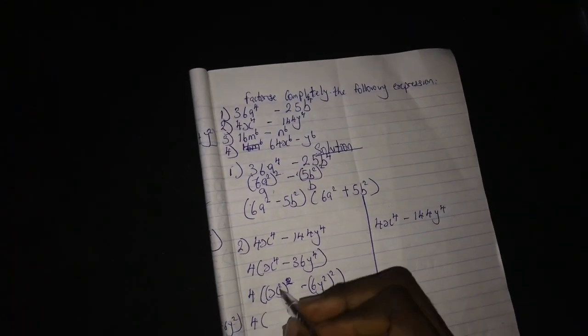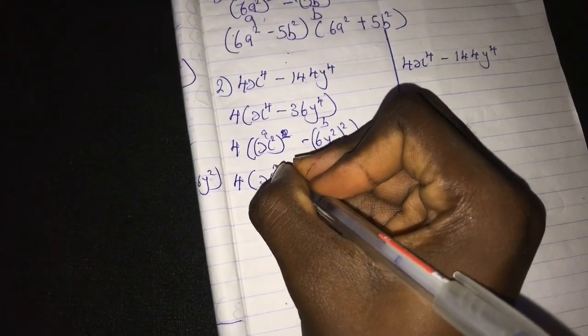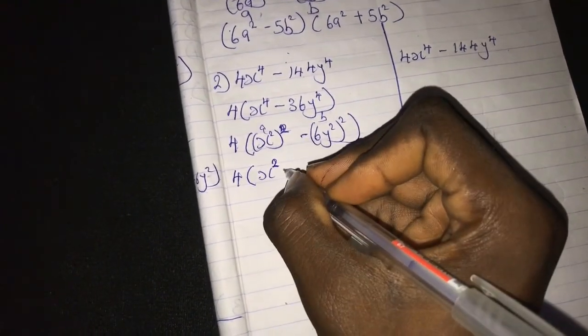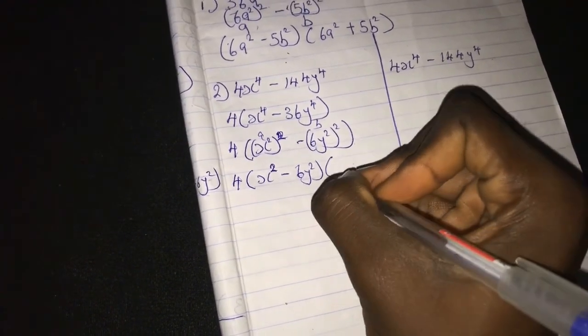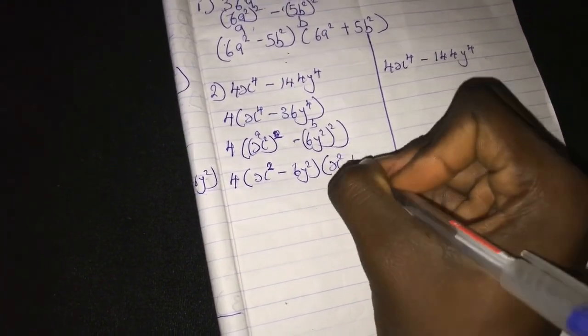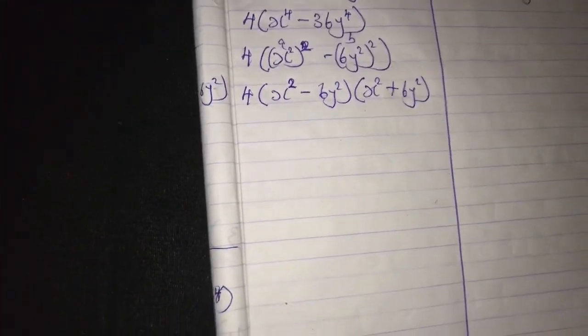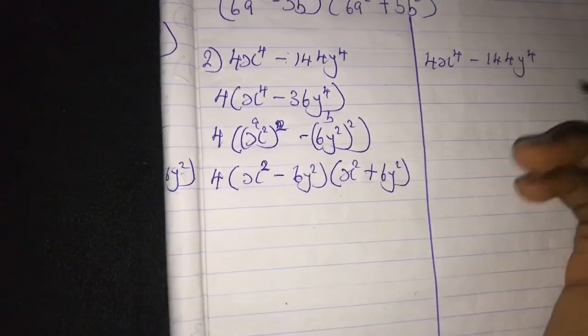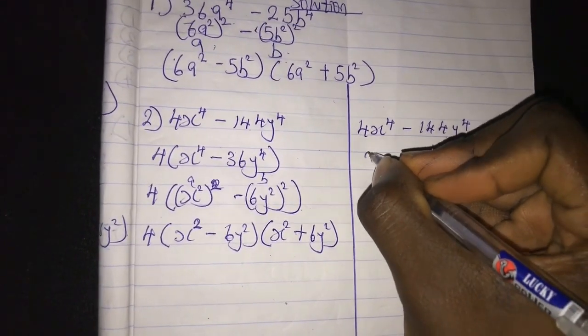So remember, this 4 is still outside. And we know this is our a and this is our b, and we know the formula. So x squared minus 6y squared, then we have x squared plus 6y squared. So this is our final answer. But for the second method, it seems to be very rough. So yeah, we just do it directly.